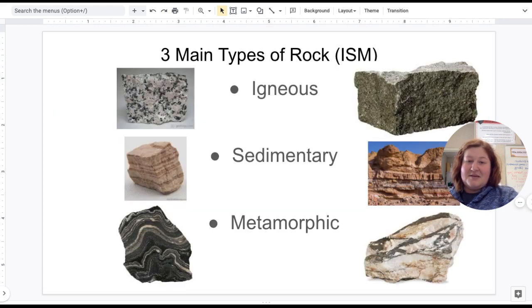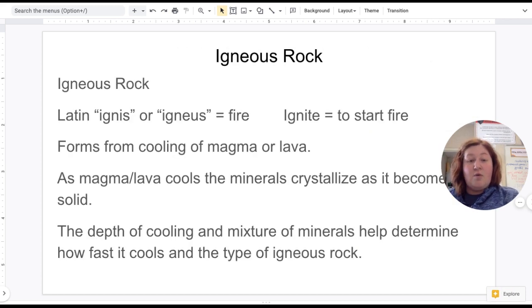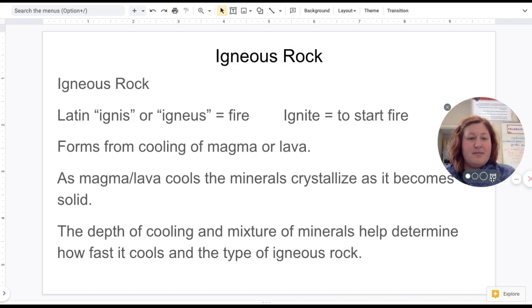Next slide. The 3 main types of rocks. The 3 main types of rocks are igneous, sedimentary, and metamorphic. ISM. You'll hear us say that a lot. We are going to be doing an ISM lab, but igneous, sedimentary, metamorphic. Today, we are going to be focusing on igneous rocks. So, igneous rocks, what does it mean? What are they?